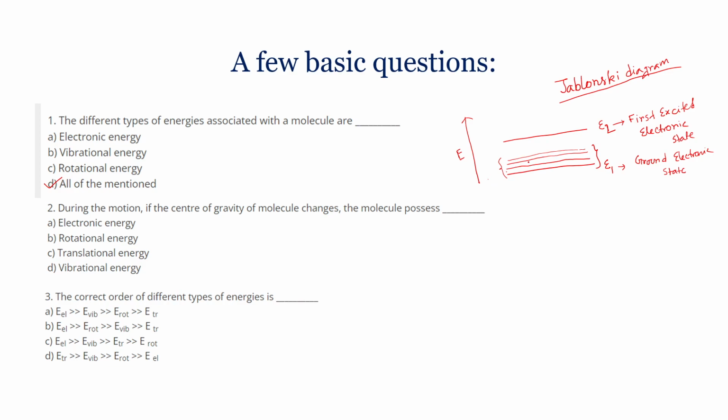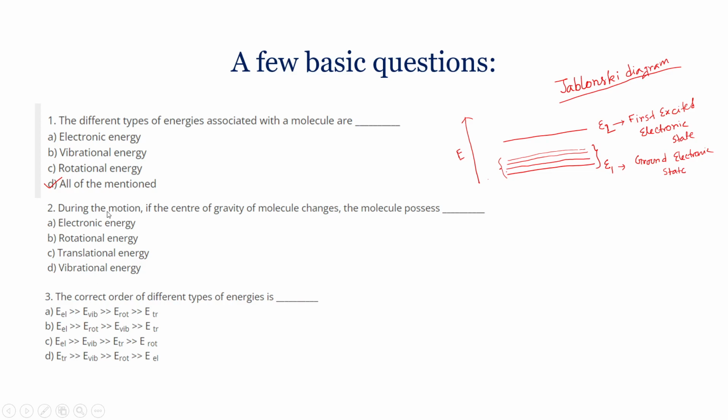These are called vibrational energies, and in each of these vibronic states there are rotational energy states. So from this diagram you can remember that electronic, vibronic, and rotational energies are associated with this. I will come to this in the third question.